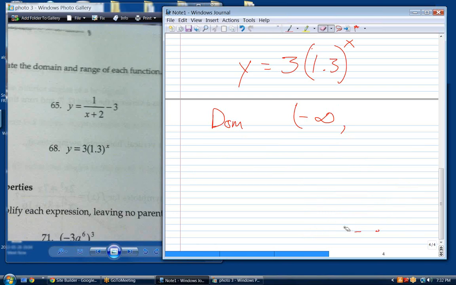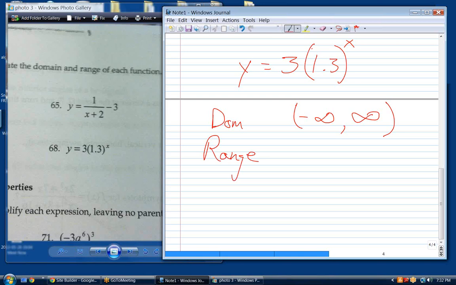Can x be positive numbers? In this exponential function? Yes. So the domain must be negative infinity to positive infinity. Everything. What's the range?